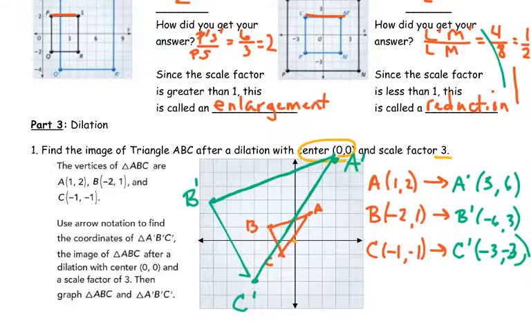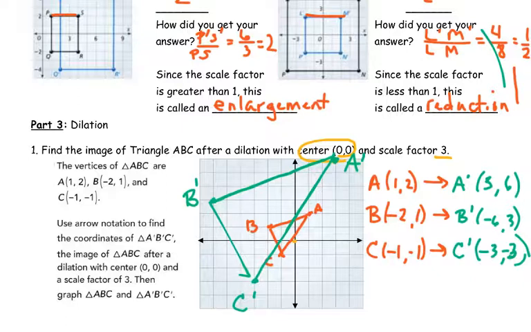So what we've done is we have enlarged triangle ABC, and each side of triangle ABC has become 3 times longer. It's hard to measure the distance without a ruler because it cuts through the grid, but I guarantee that those are 3 times larger.